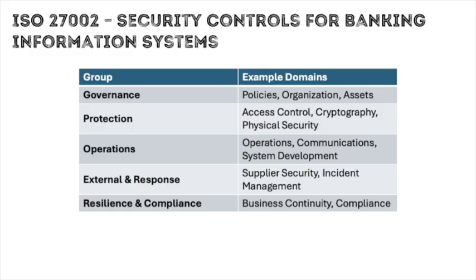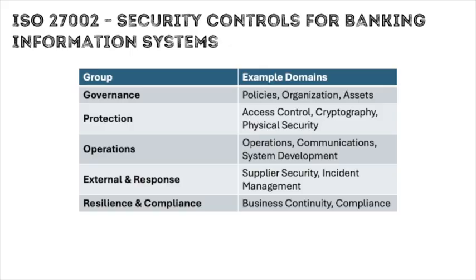The external and response controls deal with outside parties and incident handling. Supplier and third-party security ensures vendors meet the bank's security standards through contract clauses and audits. Incident management provides a clear path for detecting, reporting, and analyzing security incidents, so responses are quick and evidence is preserved.